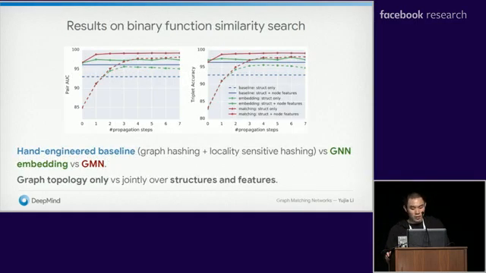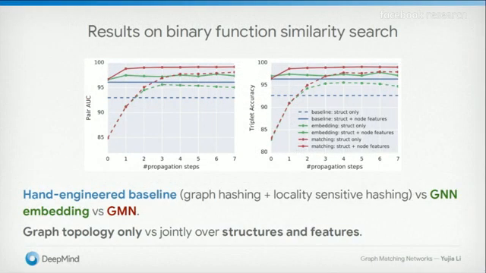On the binary function similarity search task, we compare the graph neural network embedding approach and the matching networks with a hand-engineered baseline, which relies on jointly doing graph hashing as well as locality-sensitive hashing, which is a popular and effective approach used in many security applications. We also explore along the dimension of using the graph structure only versus jointly using both the structure and the features on the graphs.